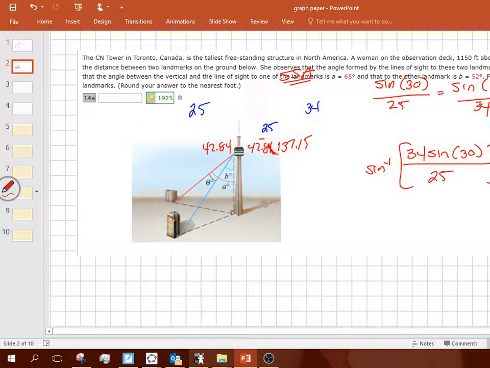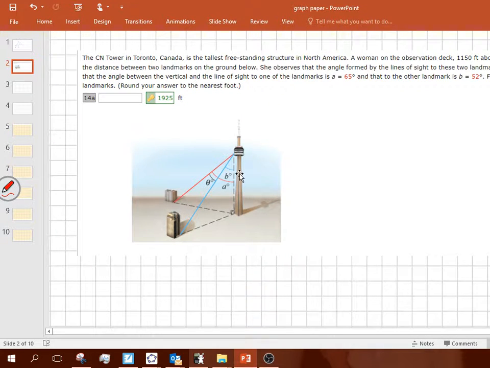This question here out of 5.6, the last one, basically I'll give you the rundown real quick. They tell you that the tower here is 1,150 feet. They walk through and they say angle A, this red angle over here, is 65 degrees. This little blue angle here is, I think, 52. And then this angle here is theta, which is 45. The overall goal is to find the distance between the two buildings, or the two landmarks.